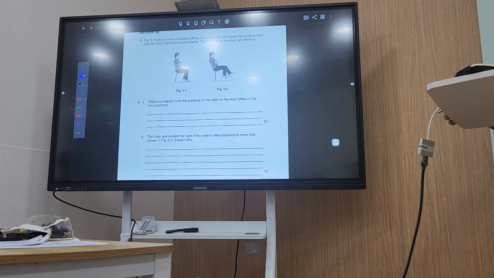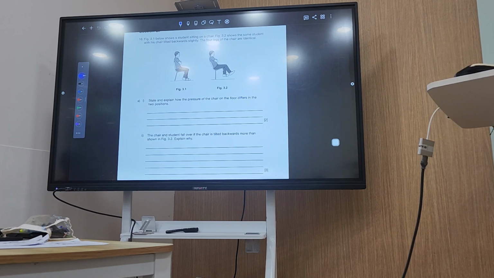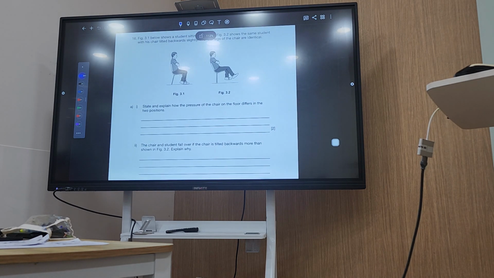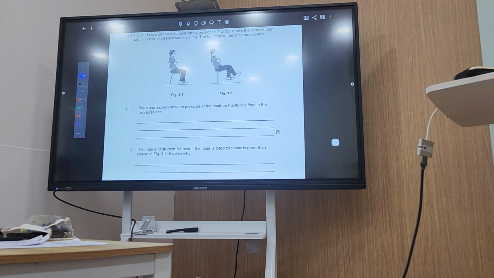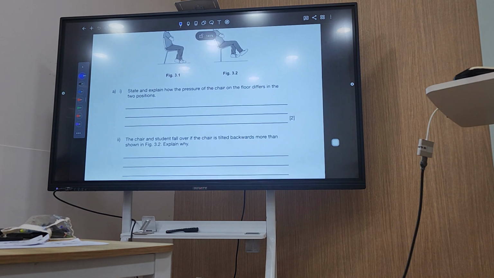Chill. Okay. State and explain how the pressure of the chair on the floor differs in the two positions. Kristen, how does pressure differ? The base area of the chair in contact with the floor in figure 3.1 is larger than the base area of the chair in contact with the floor in figure 3.2. By P equals F over A, the pressure of the chair on the floor in figure 3.1 is lower than the pressure of the chair on the floor in figure 3.2. Okay, good. So she did explain that, yes.